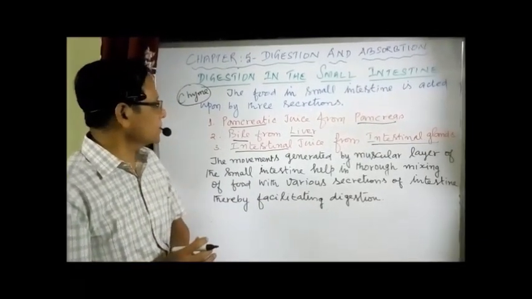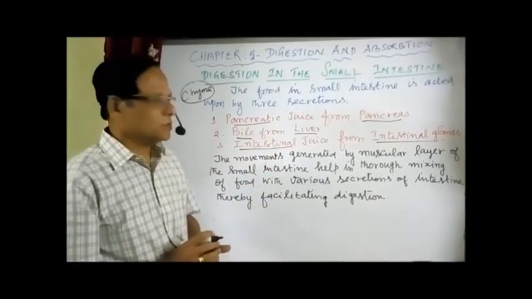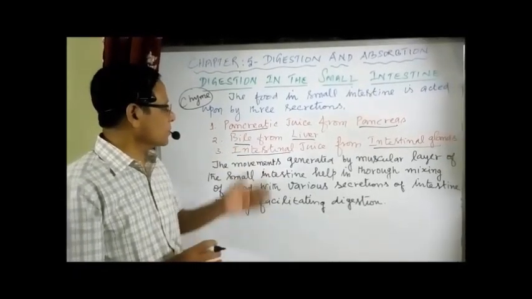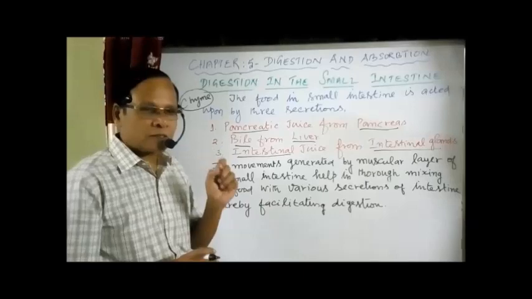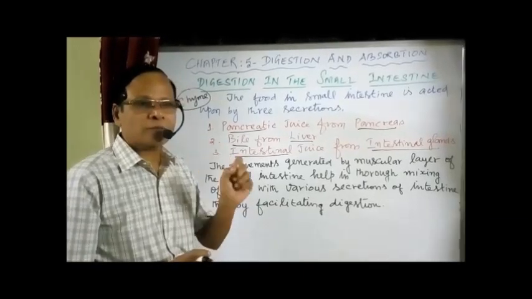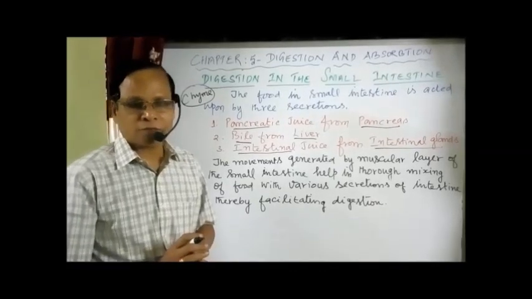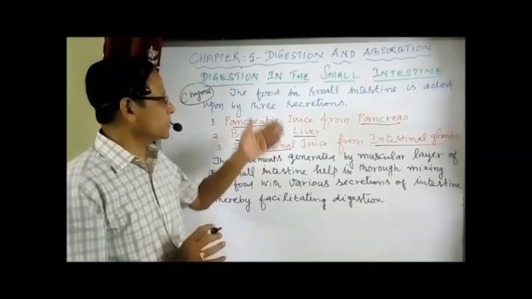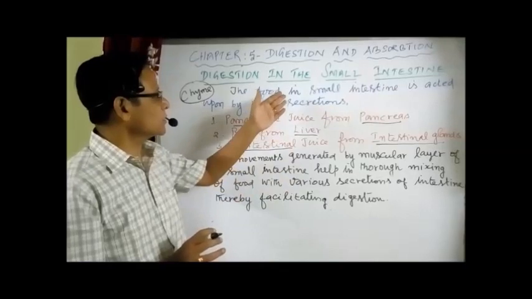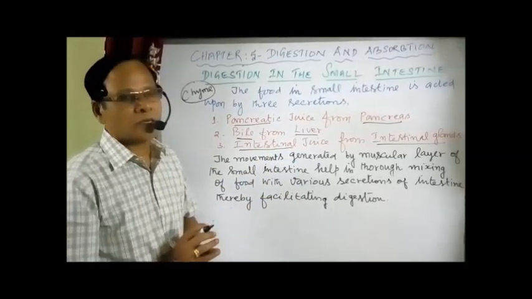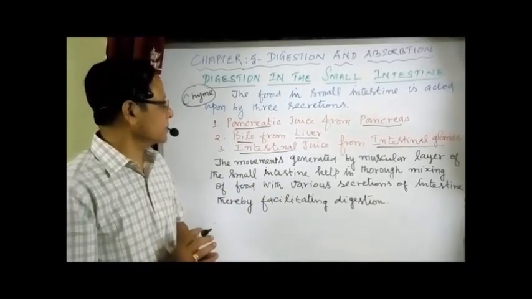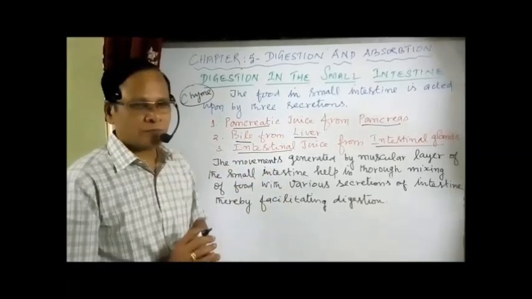Now we have to study the role of pancreatic juice, the role of bile, and the role of intestinal juice. Digestion in the small intestine is a 5 marks question. Write short notes on digestion in the small intestine is a 5 marks question. Prepare that one. You have to take notes on everything from here till the end. Now let's see the role of pancreatic juice from the pancreas.